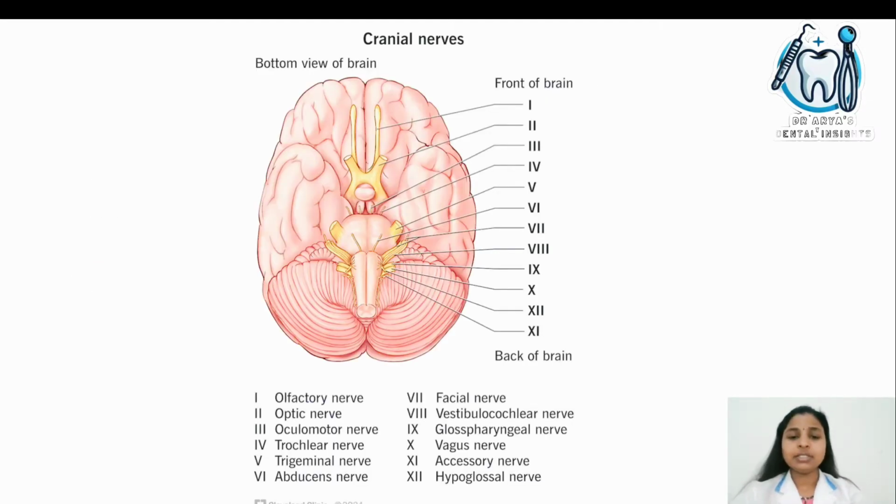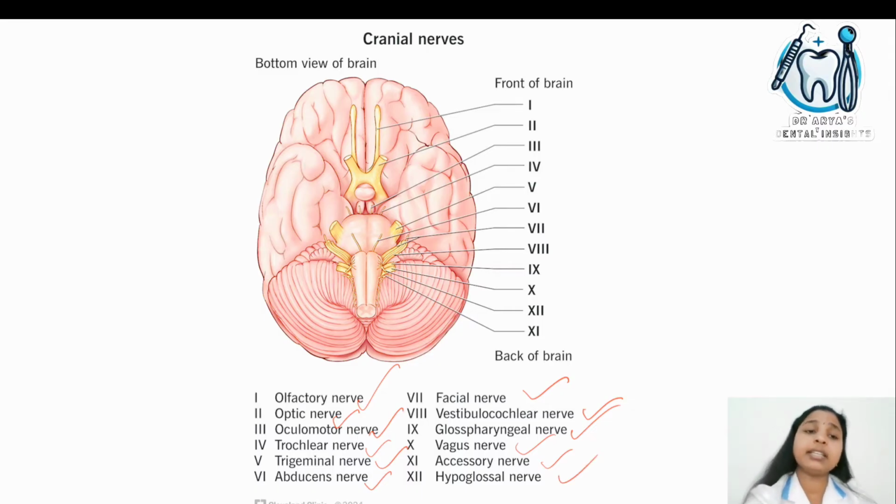So briefly on the cranial nerves. Here I have a mnemonic to remember the cranial nerves. The first cranial nerve is olfactory. Second one is optic. Third is oculomotor. Fourth one is trochlear. Then trigeminal, abducens, facial nerve, vestibulocochlear nerve or auditory nerve, glossopharyngeal, vagus, accessory nerve and hypoglossal nerve. So these are the 12 cranial nerves.